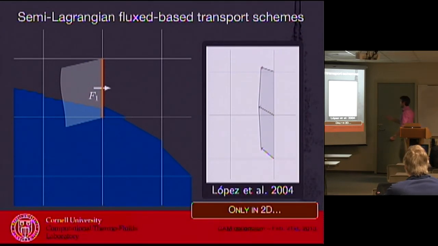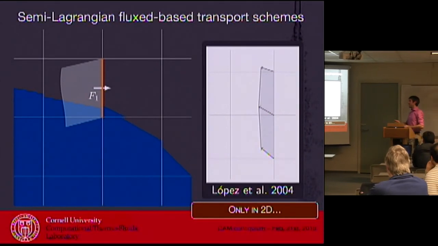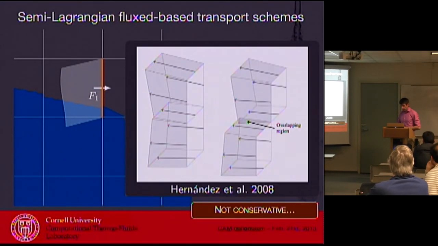More recently, 2004, Lopez et al., they figured out how to do that. They started using vertex-based velocities in order to take their face back in time. Then you guarantee that you're not going to have any overlap between the neighboring swept volumes or strip tubes. They did that only in 2D, though, and this was a pretty tedious exercise already.